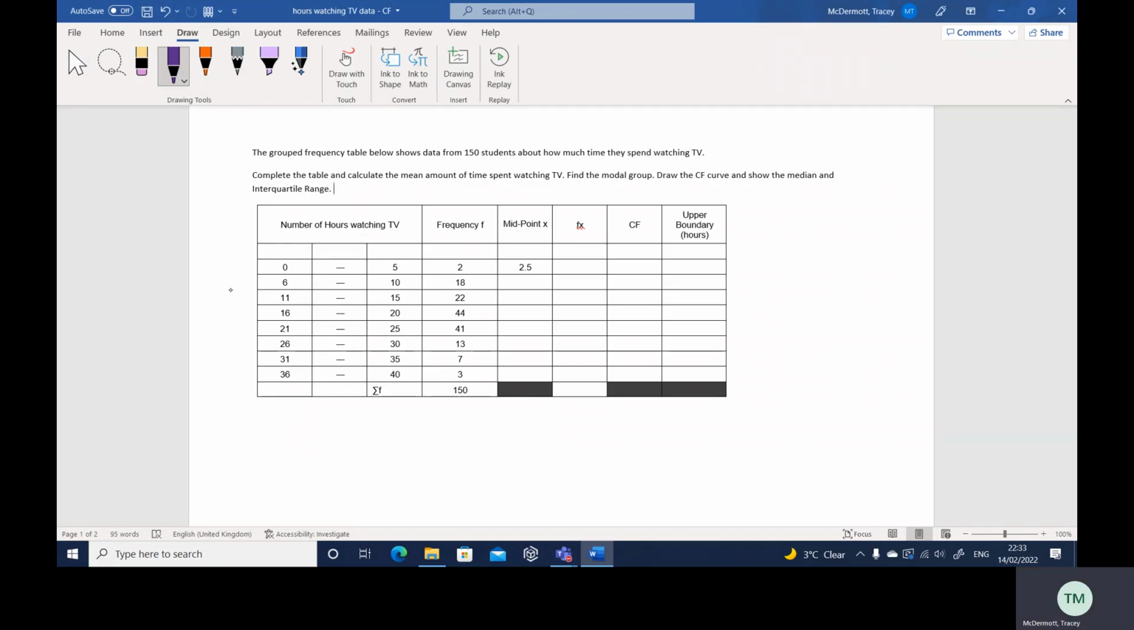Right, so I want to chat you through how to complete a grouped frequency table, how to calculate the mean from it and find your modal group, and then how to extend it further and draw your cumulative frequency curve to find your median and your interquartile range.